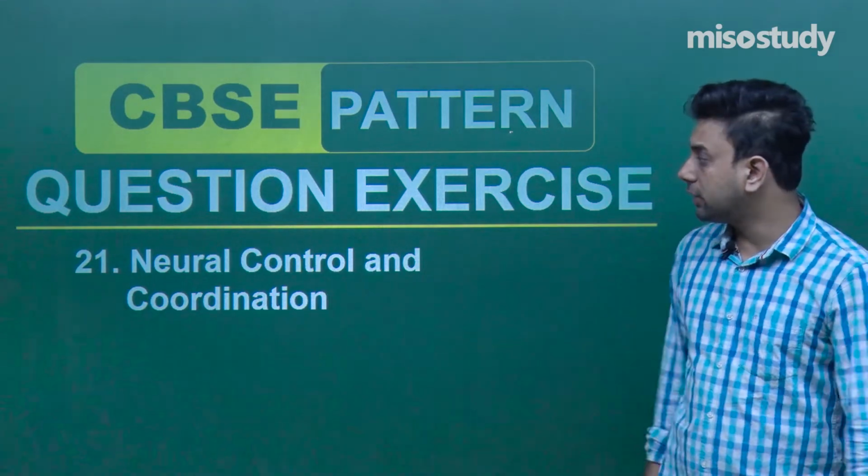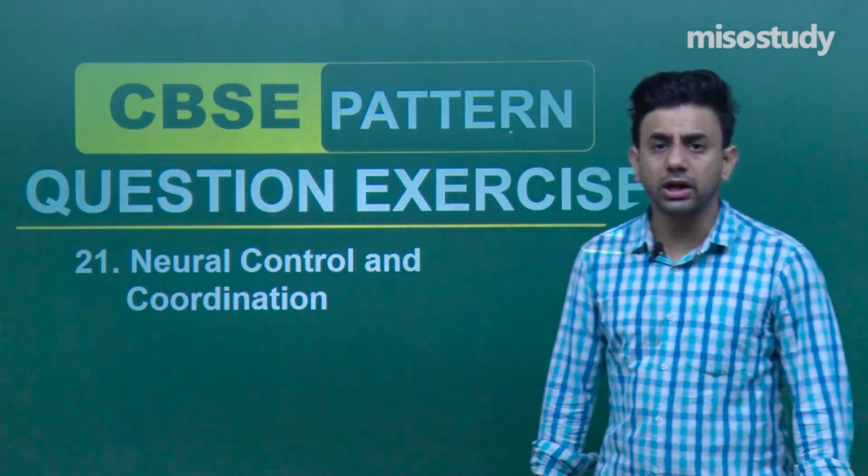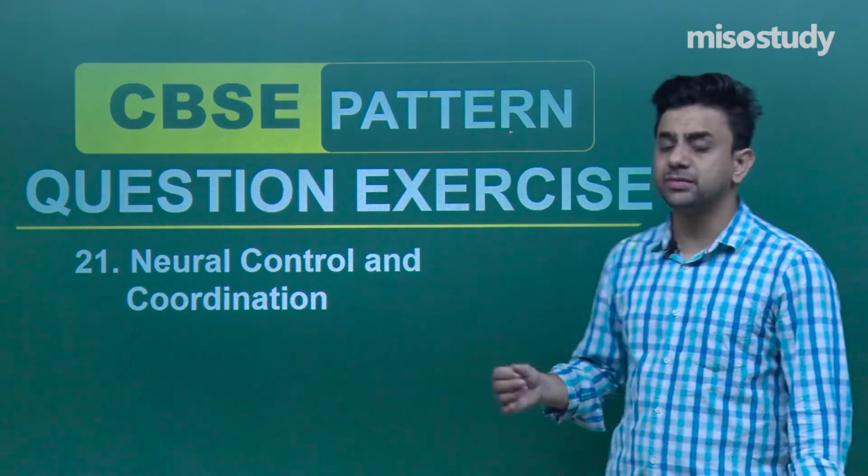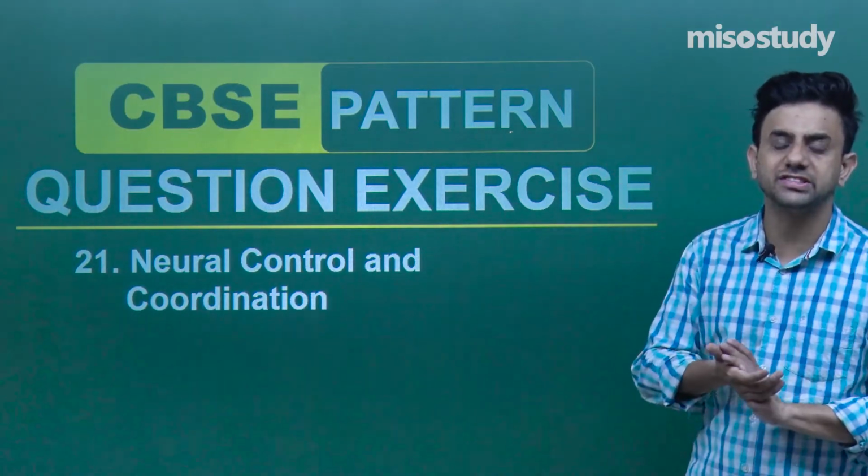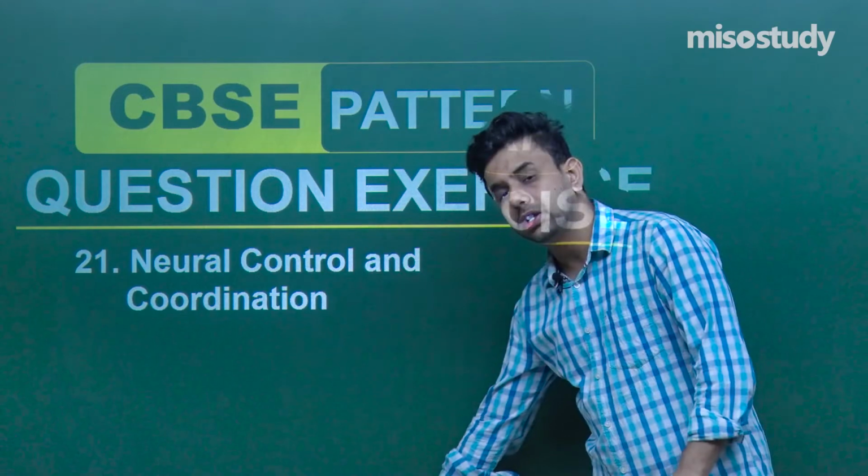Okay, so we are doing the chapter Neural Control and Coordination, and we will talk about some of the CBSE pattern question exercise regarding this particular chapter.